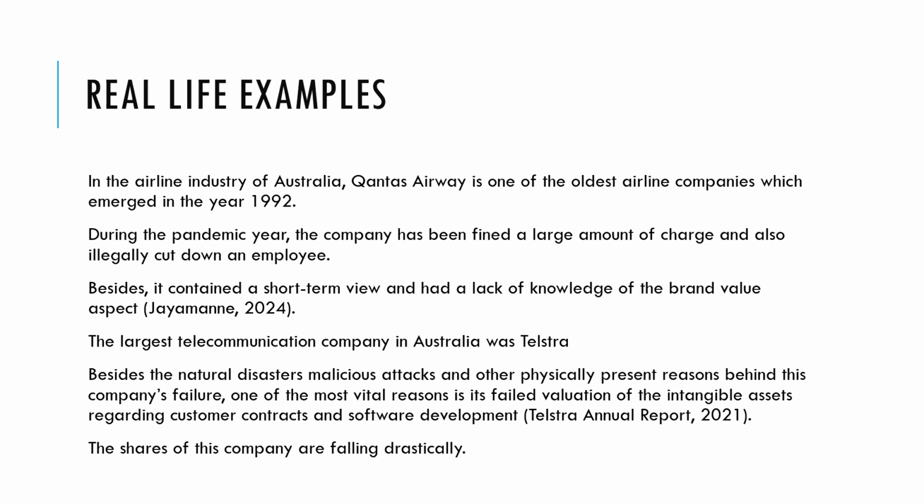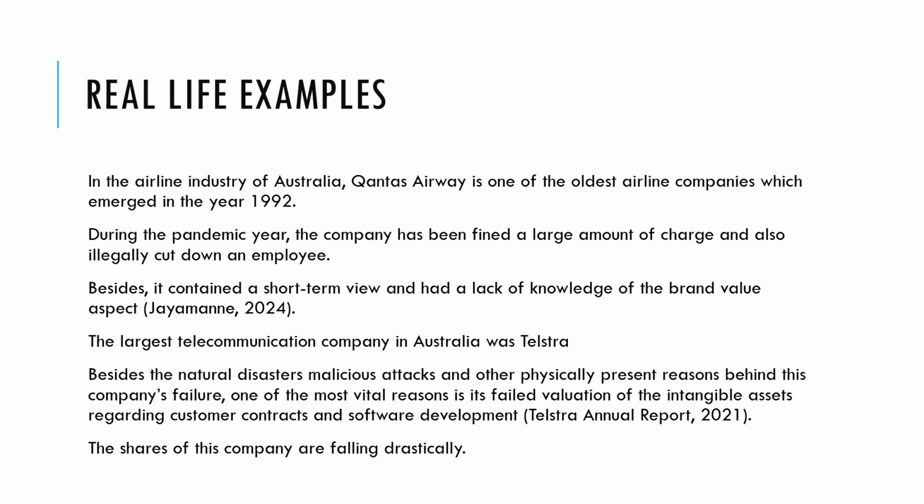In the airline industry of Australia, Qantas Airline is one of the oldest airline companies, which emerged in the year 1992. During the pandemic year, the company was fined a large amount and also illegally cut down employees. Besides, it had a short-term view and a lack of knowledge of brand value aspects. Ultimately, the company is currently in debt as per the report of 2023. This case is indeed a real-life example that underscores vulnerability and failure to recognize intangible assets.